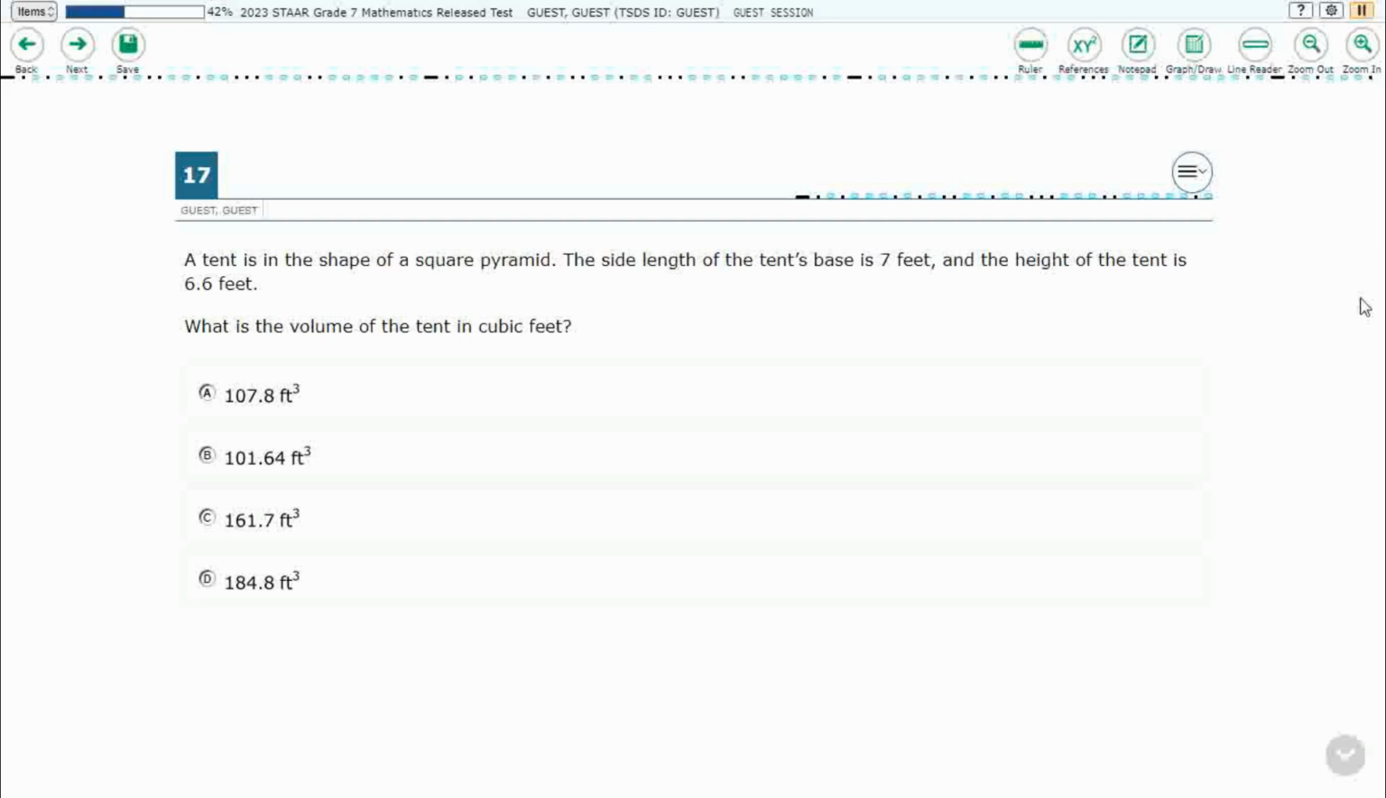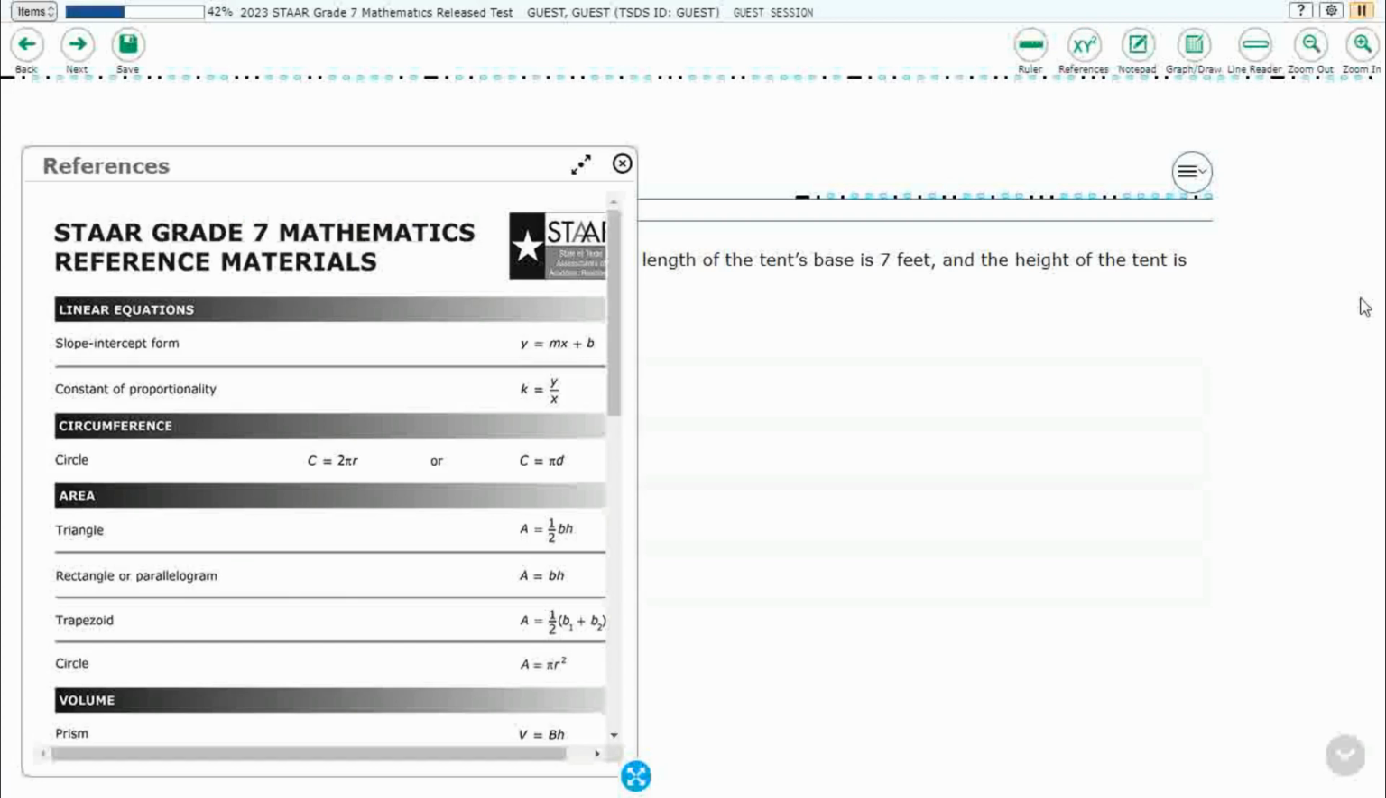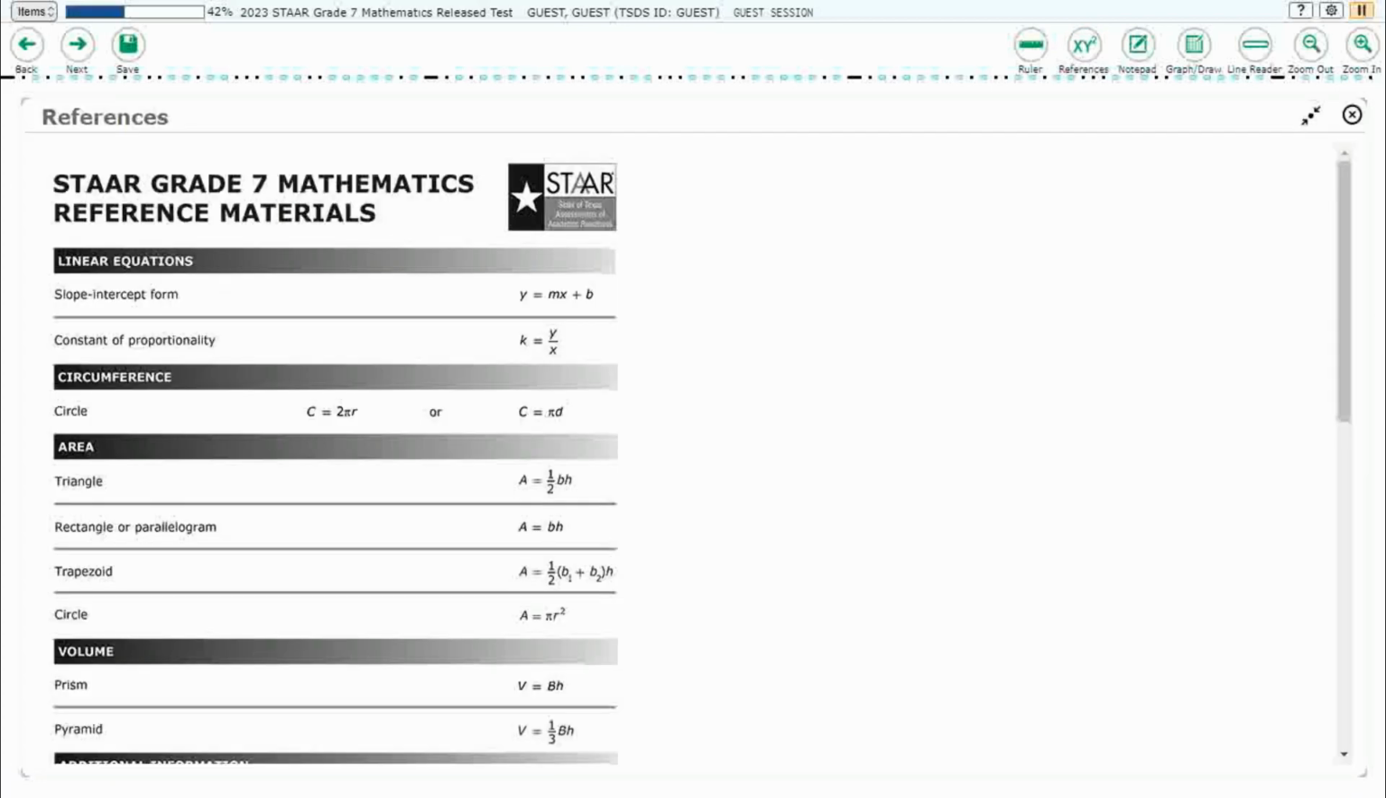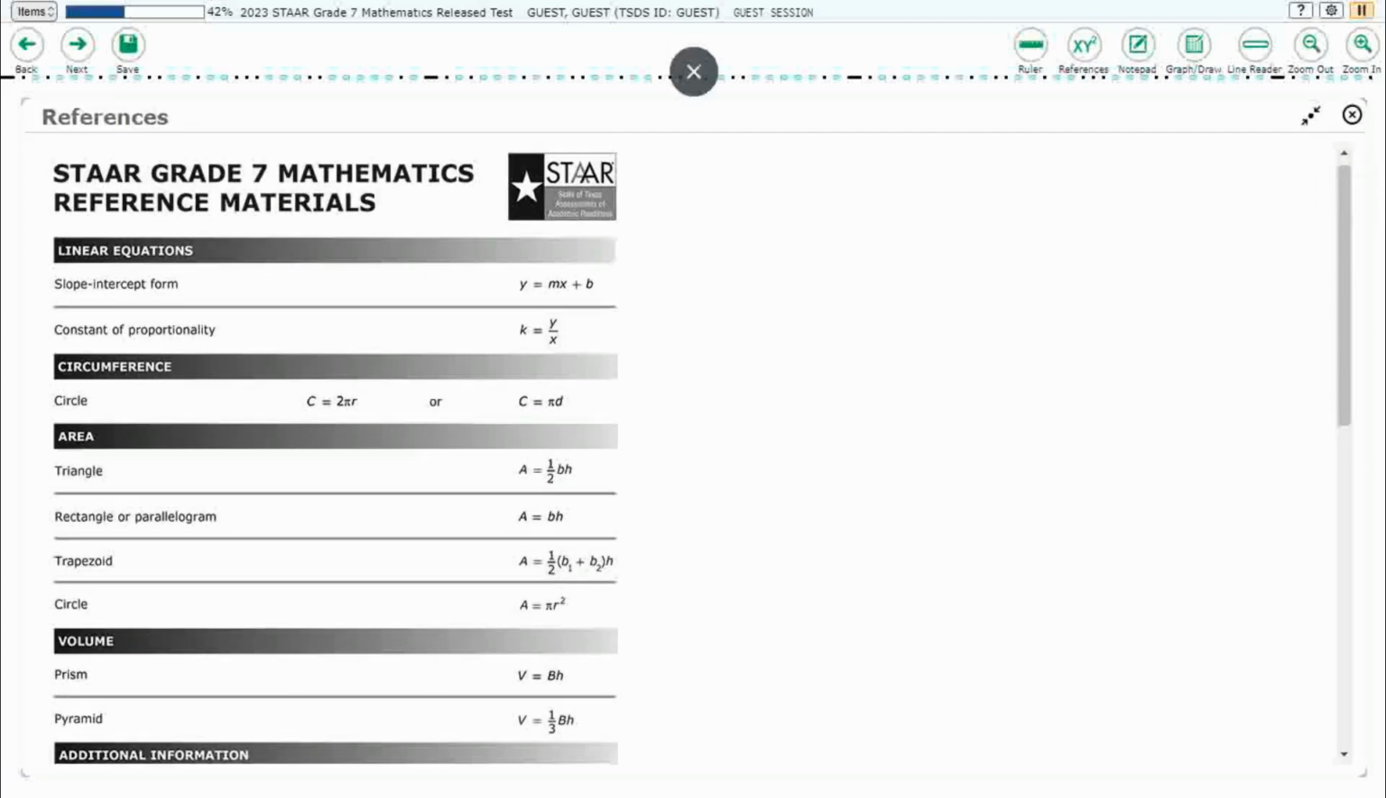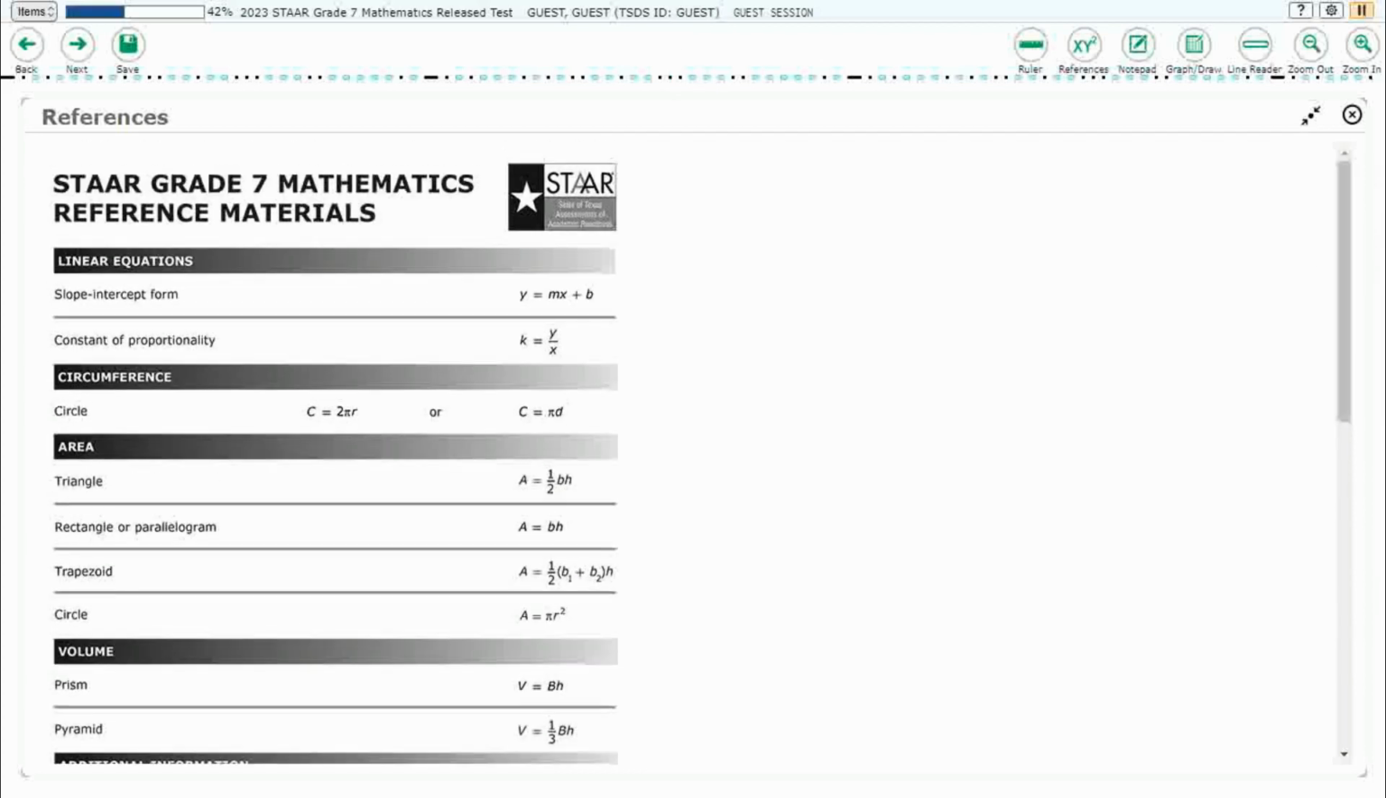So we have a tent here in the shape of a square pyramid. And the side lengths are 7. We've got the height is 6.6. We need the volume. So before we get started, let's figure out what the volume of a pyramid is. We see that right at the bottom of the screen.